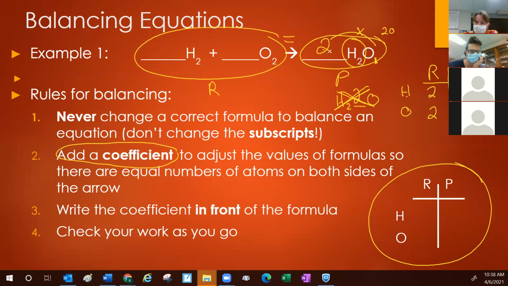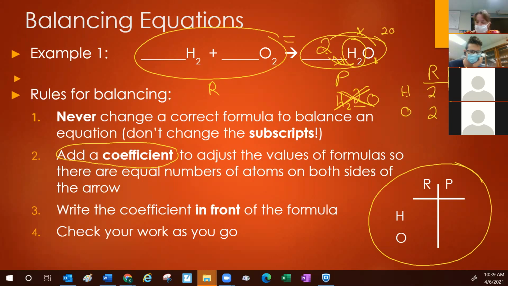So when the coefficient is put in front, it affects anything within that same compound. So what we've now done is we've actually changed the total number of hydrogens in our product side. We no longer have 2, but we have 4. Okay, so by fixing our oxygen, we've actually now screwed up our hydrogen. So we have to go back and rebalance the hydrogen. But we can do that because now we have 4 on the product side and only 2 on the reactant side. So let's see how we can fix that.